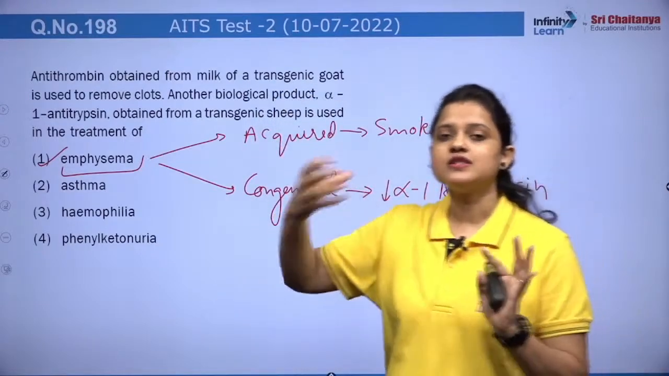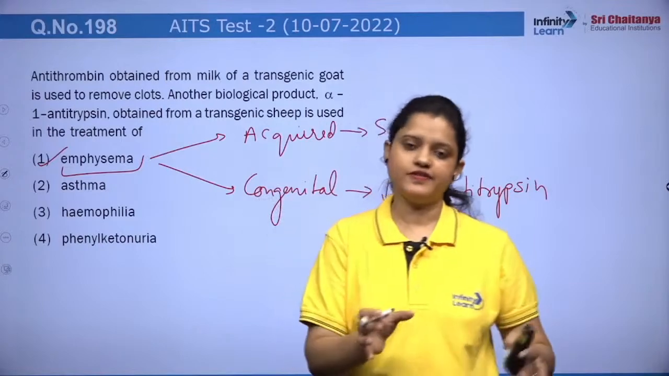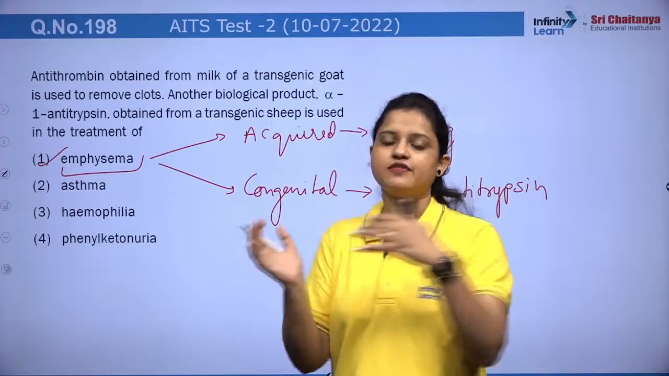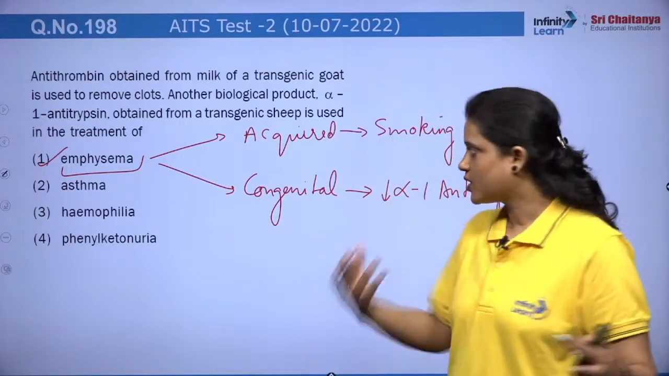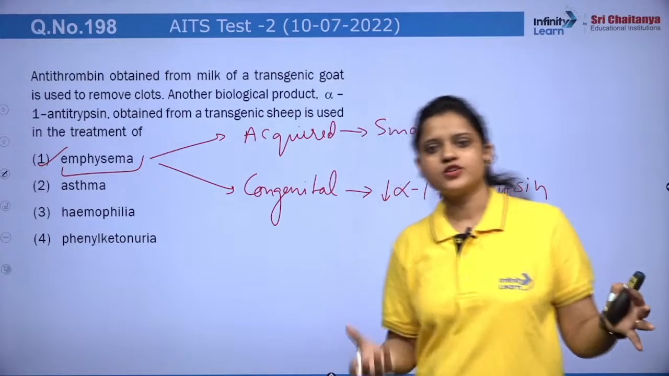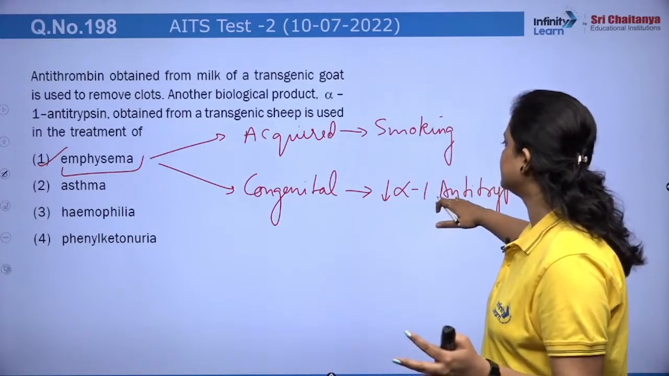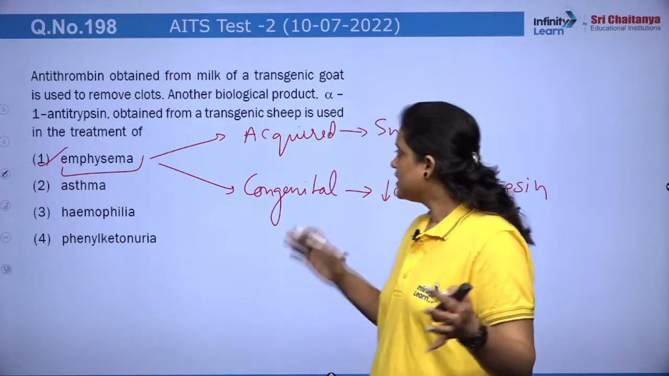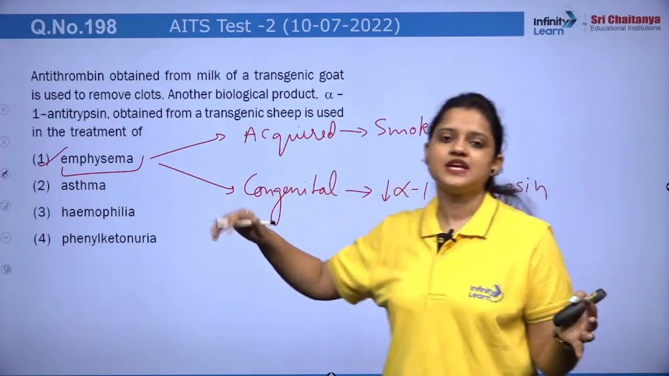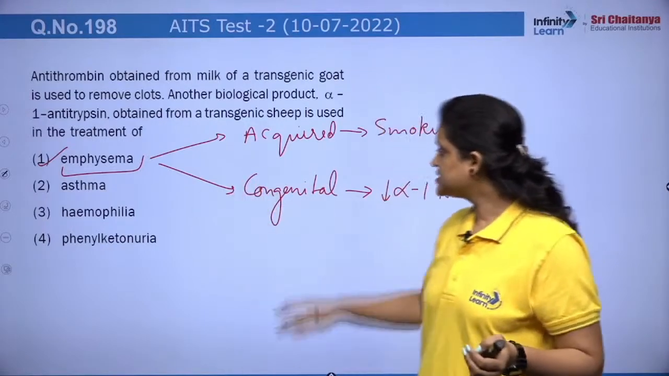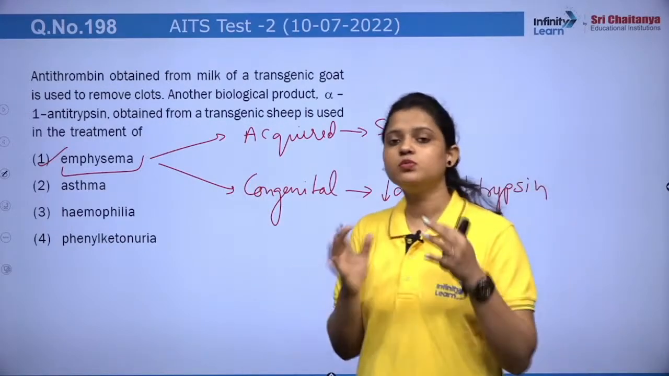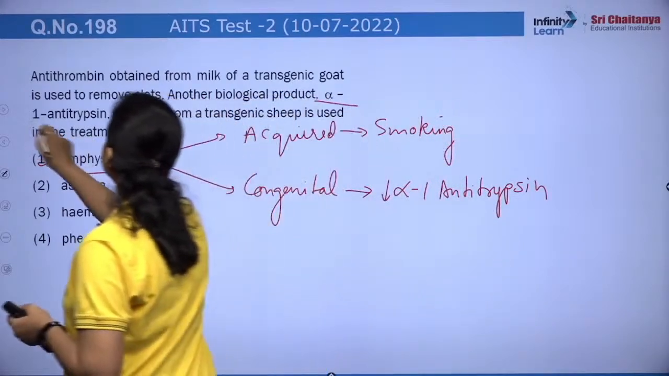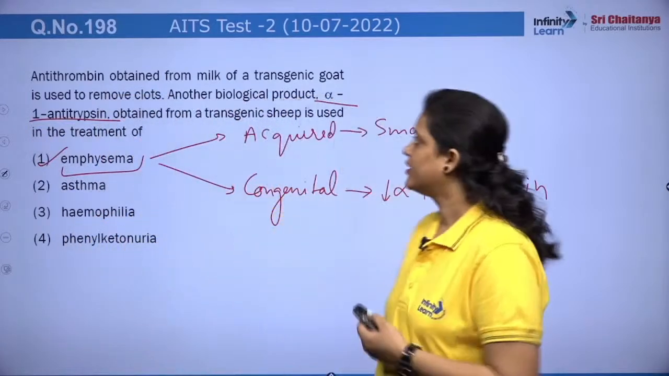The alveoli walls are damaged, because of which there is reduction in the respiratory surface area. The surface area for the exchange of gases is reduced because of maybe smoking or because of this deficiency of this enzyme alpha-1 antitrypsin, right? This acquired emphysema is also known as pink puffer's disease, and this congenital emphysema is also known as blue bloater's disease, right? So this alpha-1 antitrypsin will be used to treat emphysema, right?